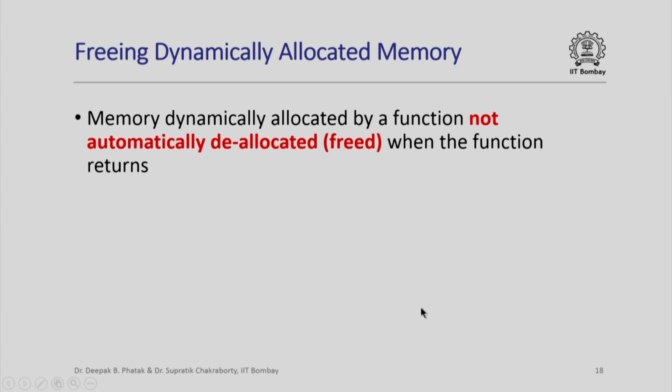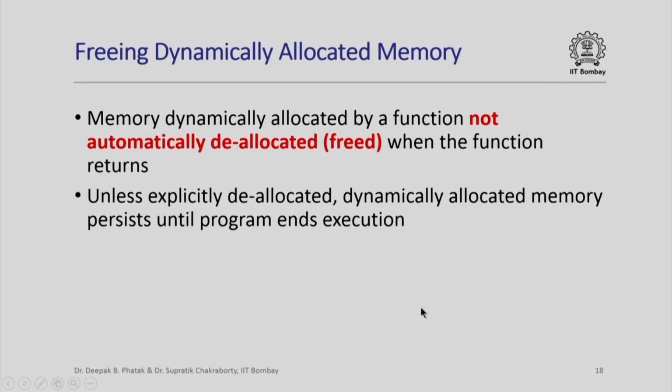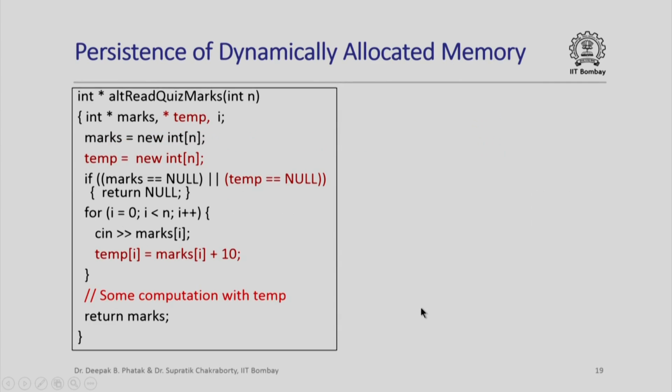Now it turns out that in C++, memory that is dynamically allocated by any function is not going to be automatically deallocated or freed when the function returns. So unless you explicitly deallocate dynamically allocated memory, all of this is just going to hang around in the data segment until the program ends execution. And this can be very wasteful of memory. Let us see an illustration of how wasteful this can be.